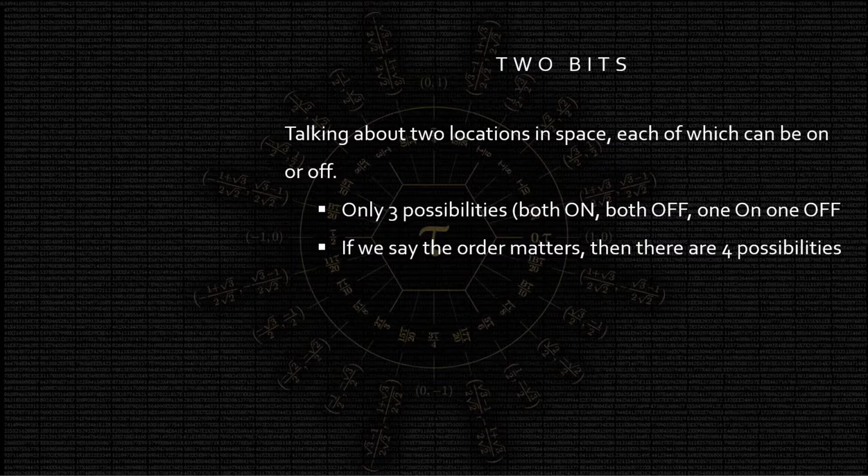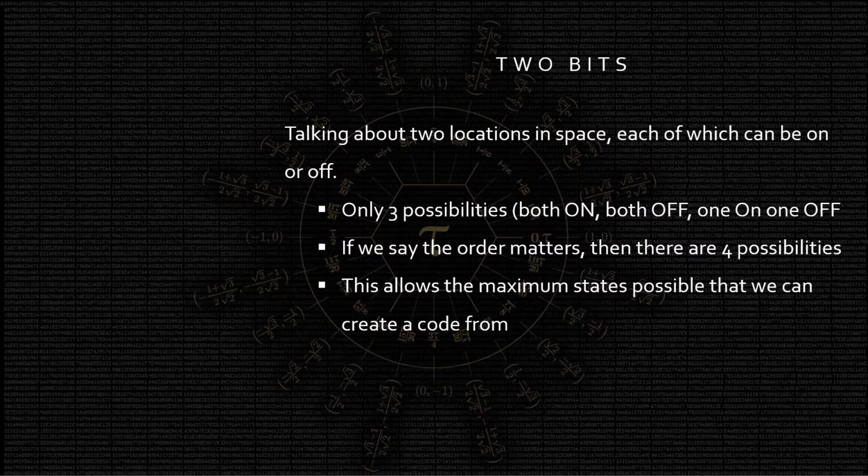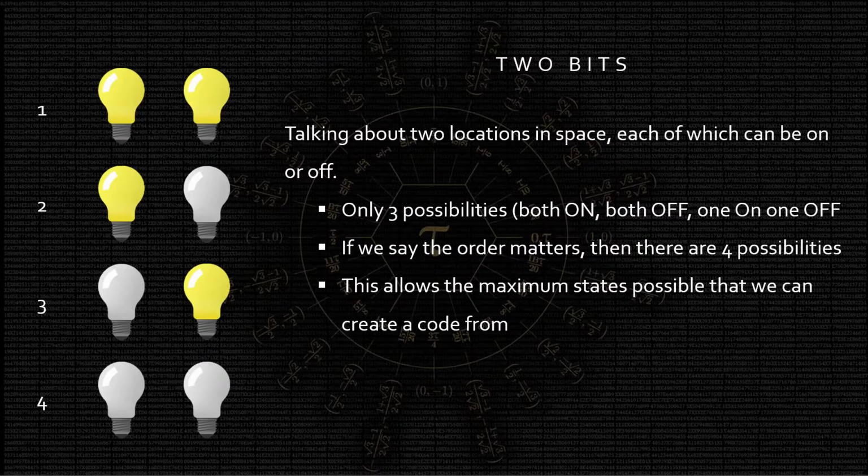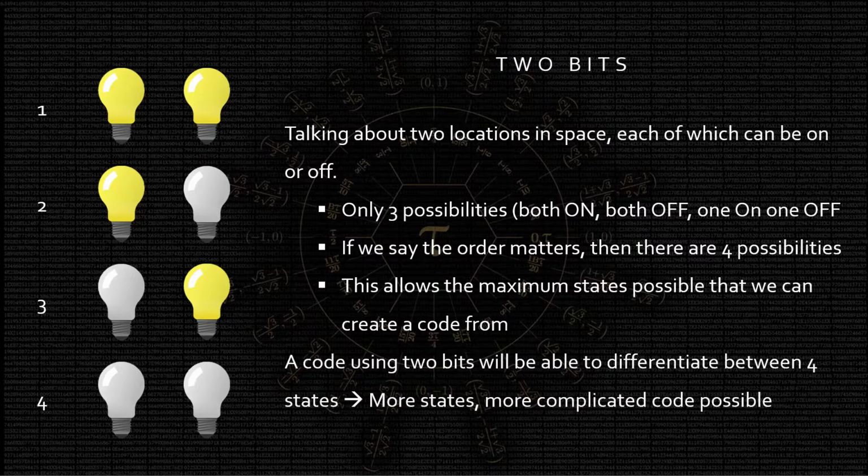If we think about it, if we want to use these bits to implement a certain code, then we would definitely care about the order of the bits, because what this will do is give us the maximum number of possible states for this given set of bits. So if we maintain that the order of the bits matters, a bundle of 2 bits can be in 4 different states, as we see here on the left: both on, first one on, second one on, and both off. So a code that uses 2 bits will be able to differentiate between 4 different states. And the more states we have for a particular bundle, the more complicated code we can make. And we'll see what I mean by this very quickly. So that was for 2 bits.